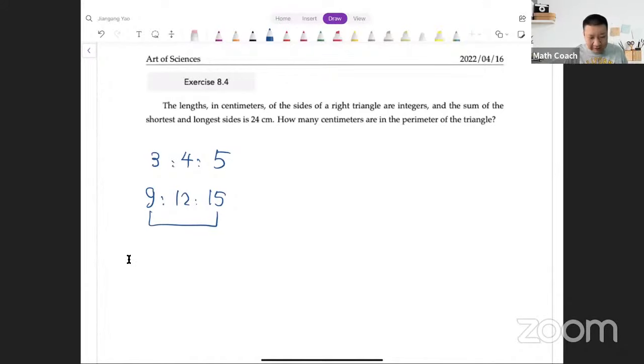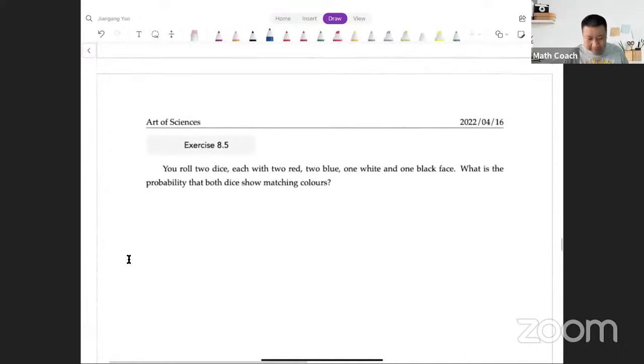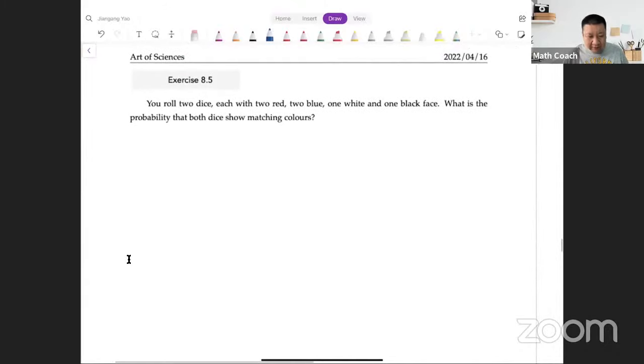So maybe for this last one, 8.5, we just open it to the public. You roll 2 dice, each with 2 red, 2 blue, 1 white, and 1 black face. What is the probability that both dice show matching colors? Okay, 74 is the first one who got the answer correct, followed by 54.